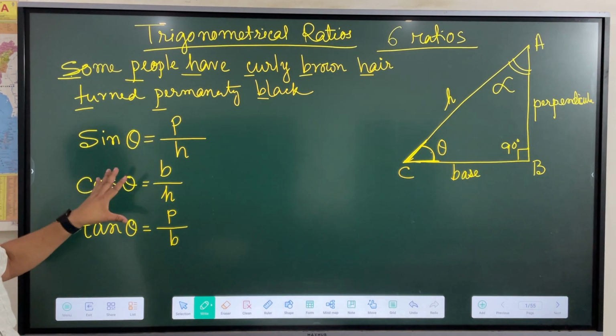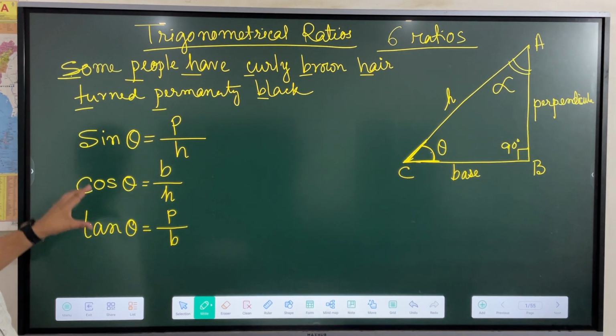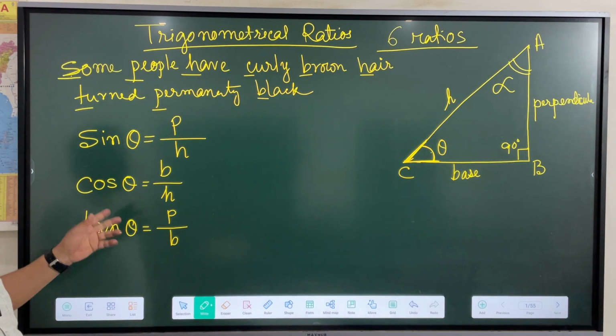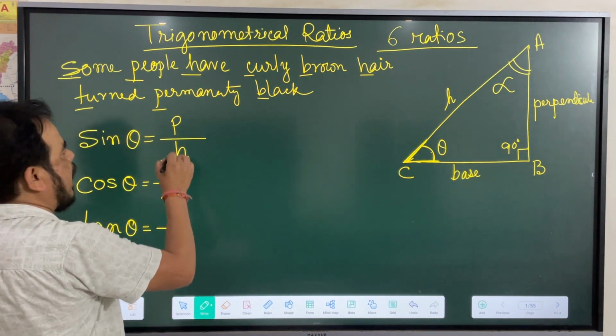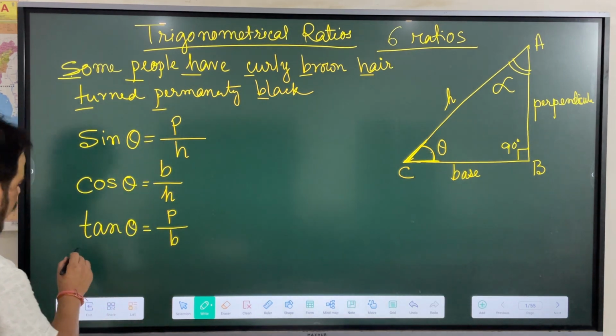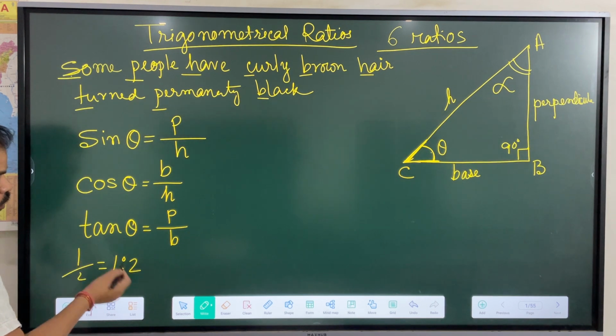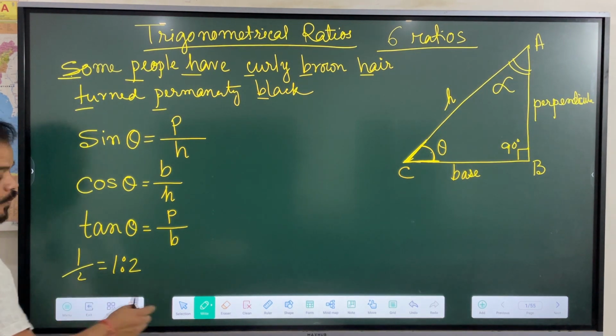This is the preliminary part of trigonometry. This sine, cos, tan, they are the terms of trigonometry. They are the ratios of trigonometry. Why is it called ratios? Because this is a fraction. We know ratios and fractions are the same thing. If it is 1 by 2, we can write 1:2. This fraction is also called a ratio because we can write it this way.